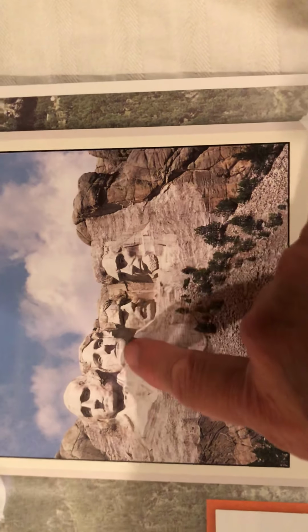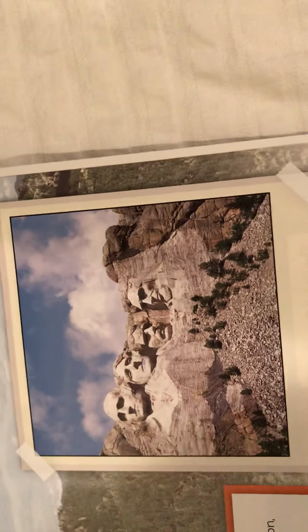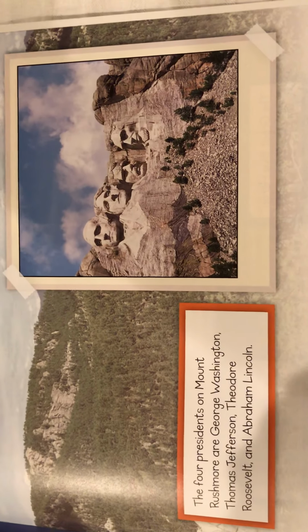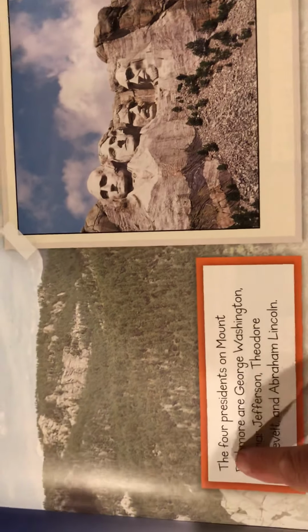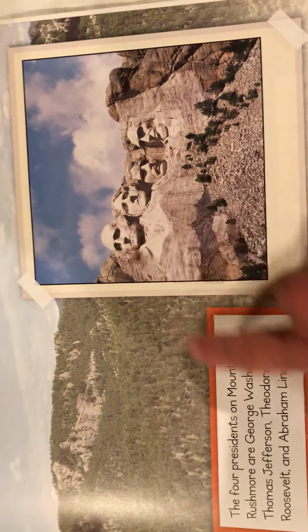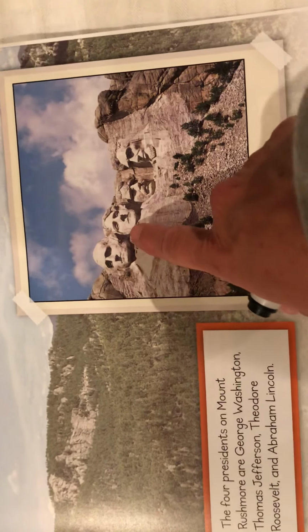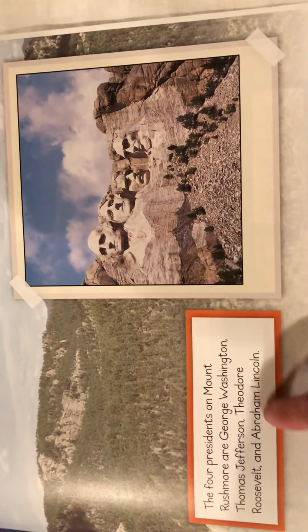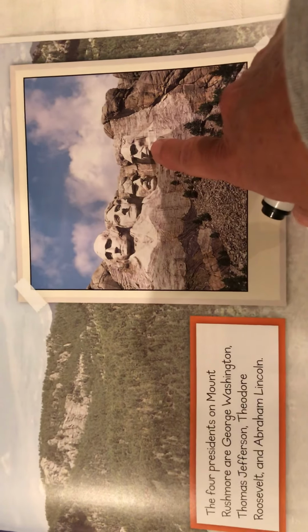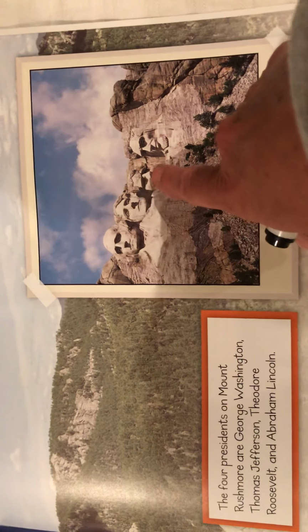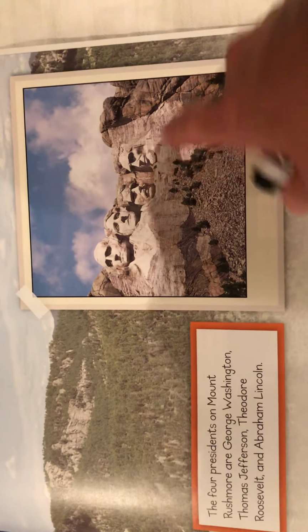But do you know these other 2 presidents in here? So sometimes what you can do is you can read a caption that will give you more information about who these people are. And it says the 4 presidents on Mount Rushmore are George Washington. So here's George Washington. Thomas Jefferson. Here's Thomas Jefferson. Theodore Roosevelt. Here's Theodore Roosevelt. And Abraham Lincoln. And here's Abraham Lincoln. So we've got Washington, Thomas Jefferson, Theodore Roosevelt, and Abraham Lincoln. And those are the 4 faces on Mount Rushmore.